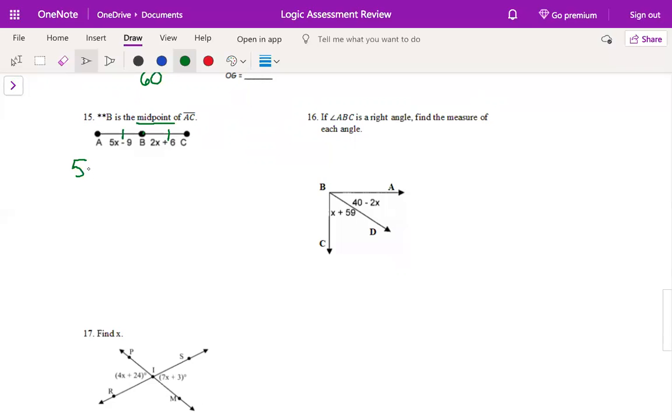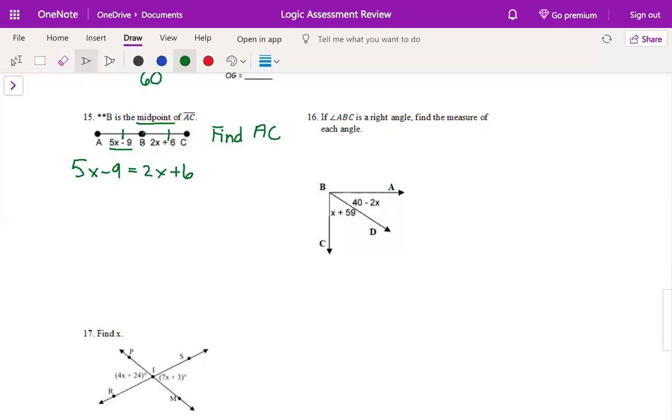So we've got 5x minus 9 equals, because they're exactly the same, 2x plus 6. And there's no actual question on here. In your actual assignment, it says that you have to find the length of AC. So the first thing you'll need to do is calculate what x is. Then you will need to substitute x into 5x minus 9 to get the length of AB.